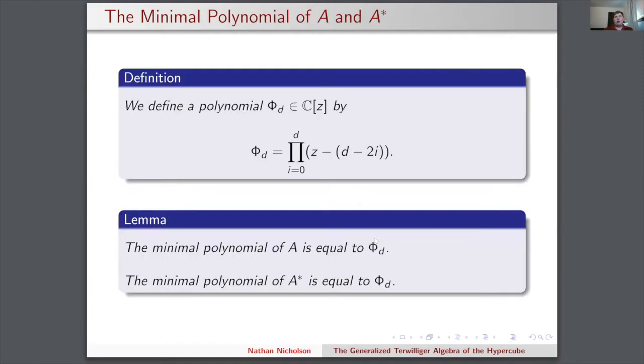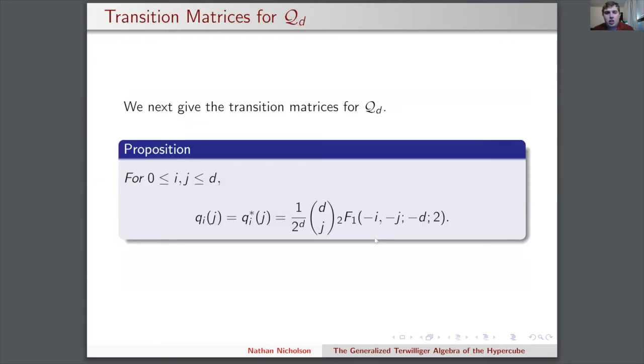Now, if we define the following polynomial, phi_d, to be the product i going from 0 to d of (z minus (d minus 2i)), based on the previous slide, it follows that that's going to be the minimal polynomial of A and also the minimal polynomial of A star. Again, because that d minus 2i inside the product is equal to theta_i and theta_i star. So to get the transition matrices for Q_D, you can see the formula below.